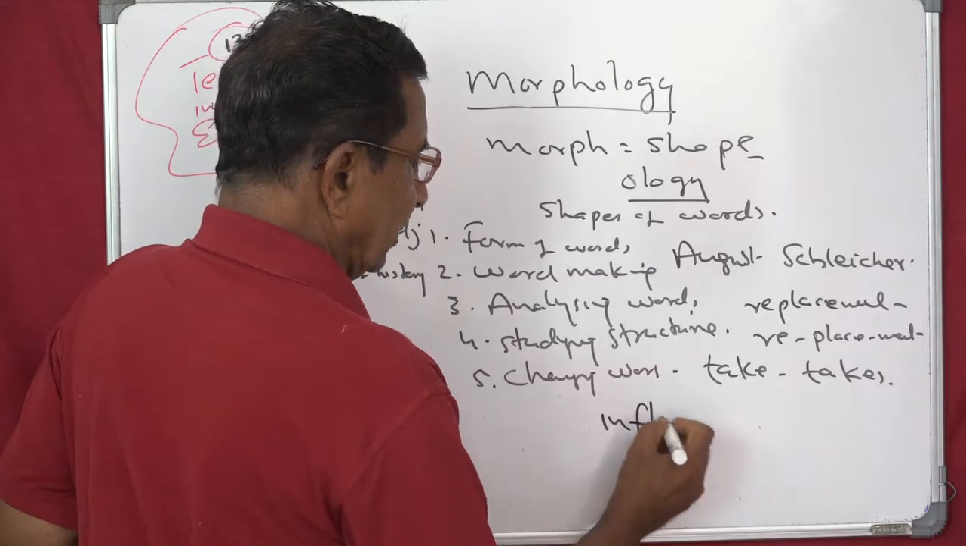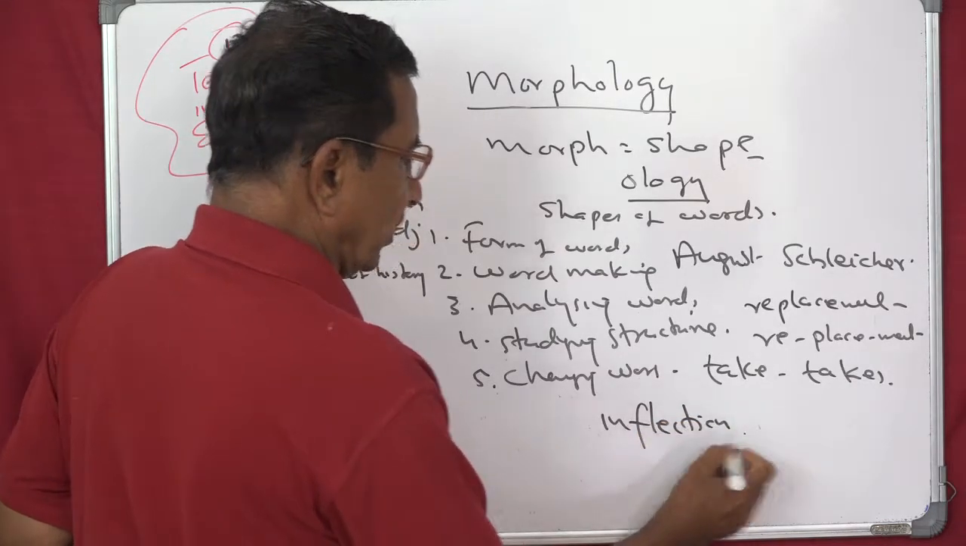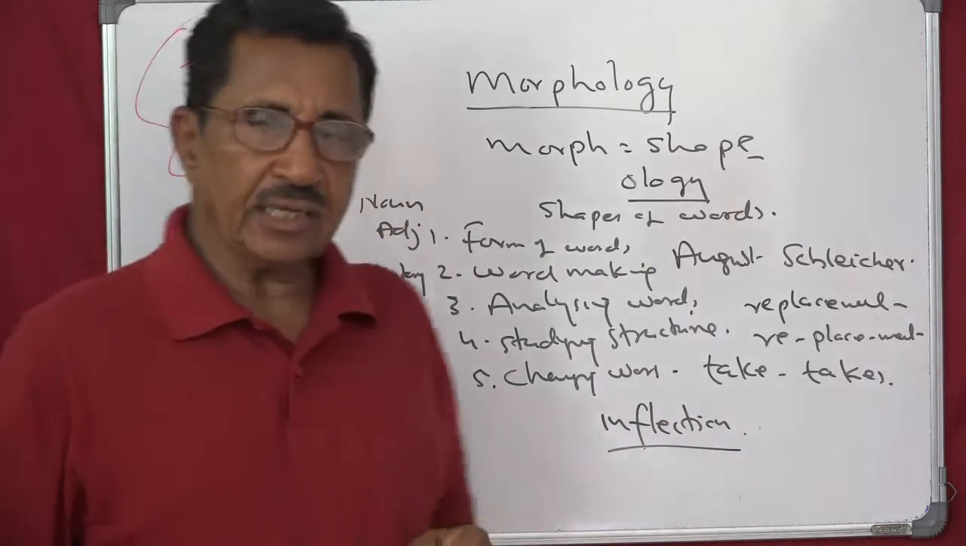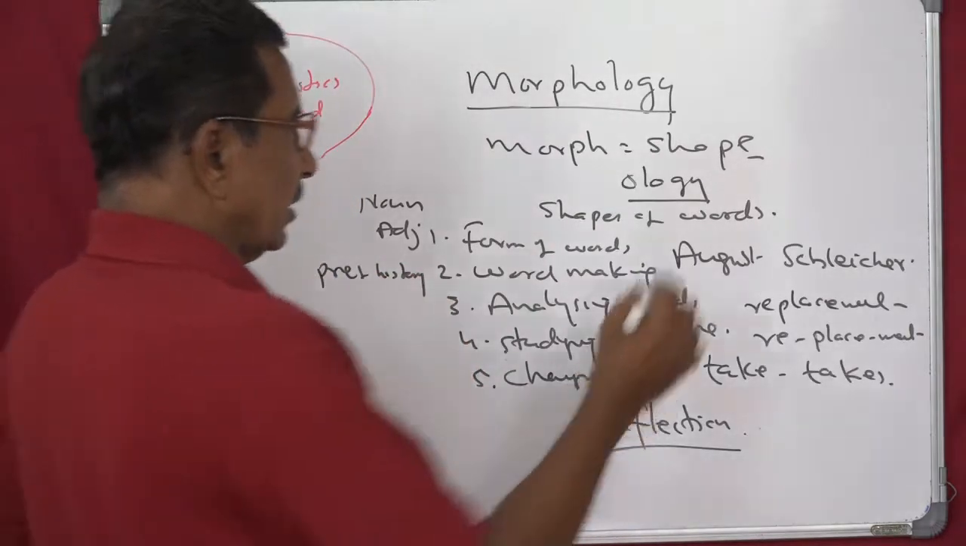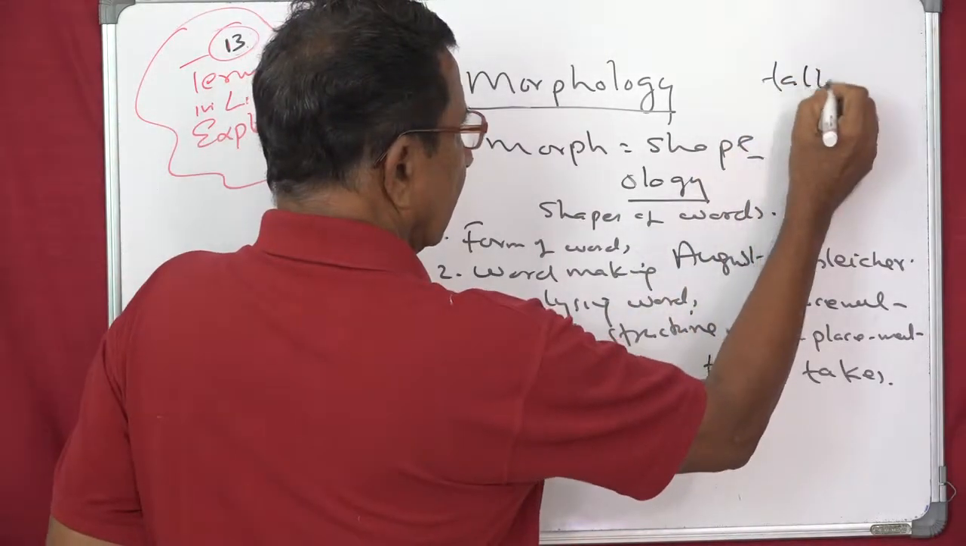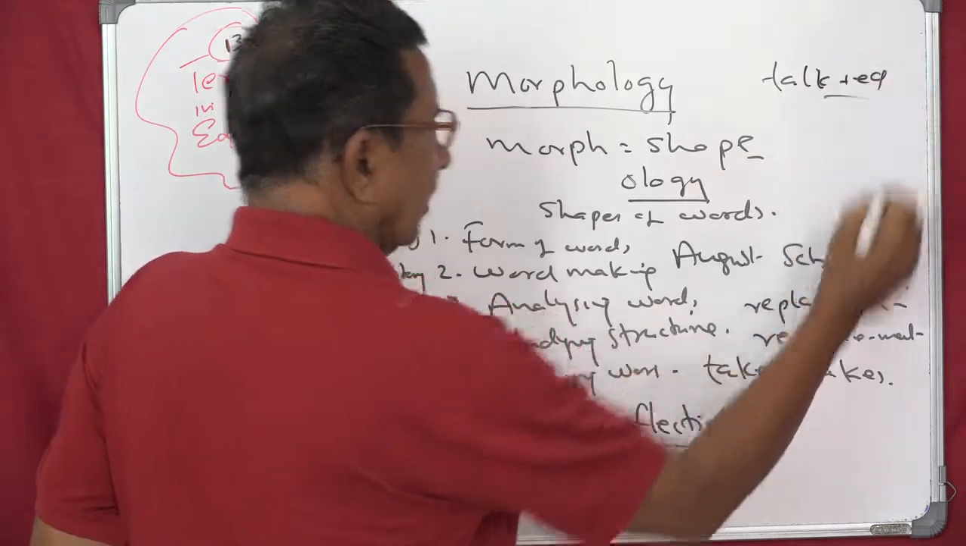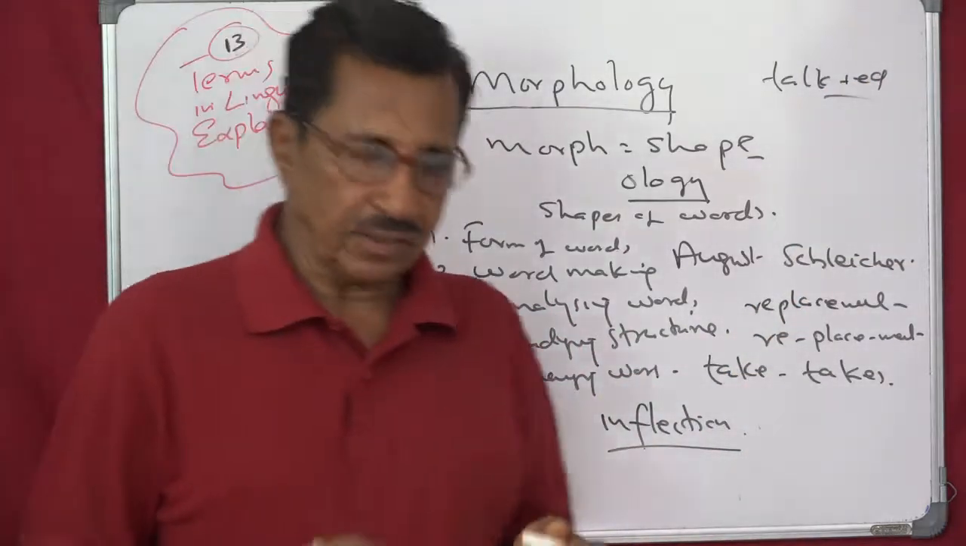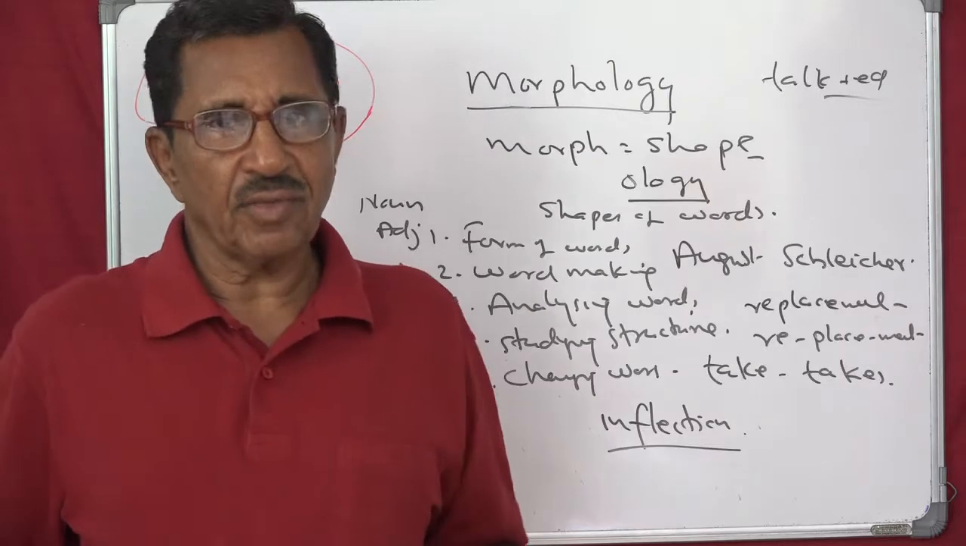That is, inflection means changing the ending of a word for changing the meaning and its form. In this case, you can see talk. You change the ending by adding ed, then it becomes past tense. Present tense becomes past tense. So this is a simple definition of morphology.